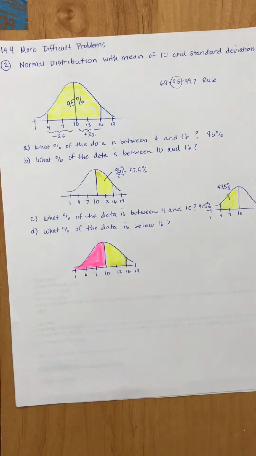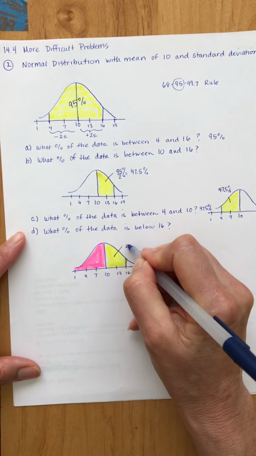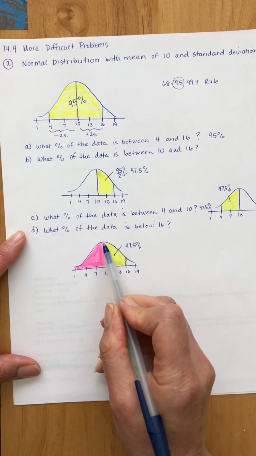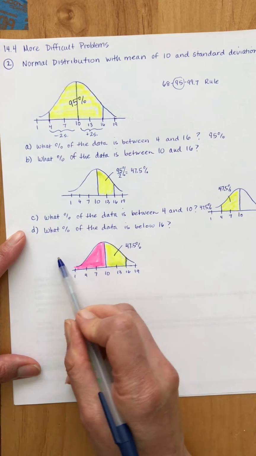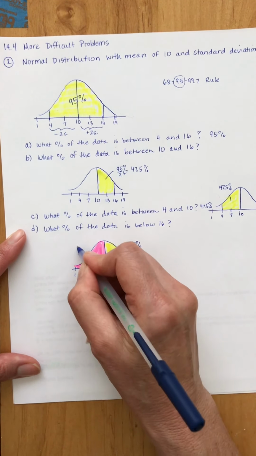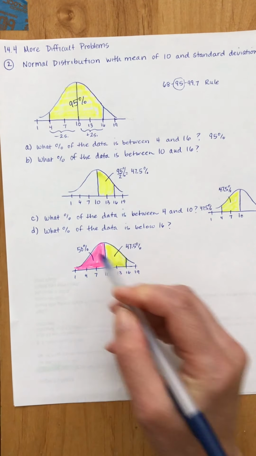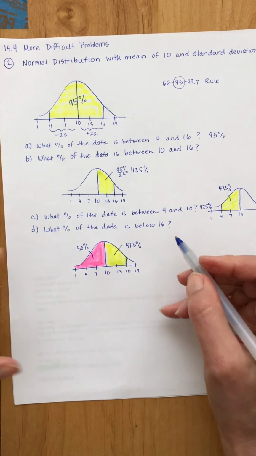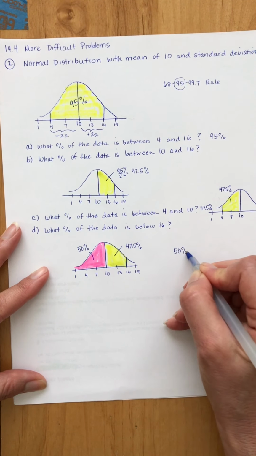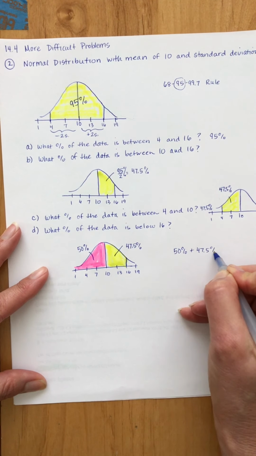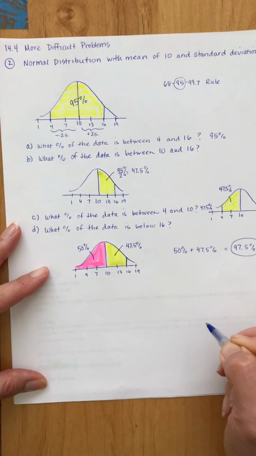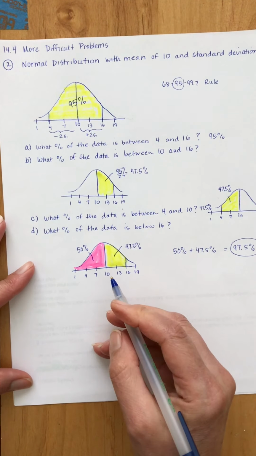Okay, so what do we know? Well, we know this yellow part is 47.5% from up above. And what do we have here? Well, we have the halfway mark. So what has to be below half of it, below the mean? It has to be 50%. So that's 50%. Okay, so what percent of the data is below 16? Well, you're going to add those two things up. So you're going to say 50% plus 47.5% is equal to 97.5%. So that answers the question. Okay, that's the amount that's below 16.